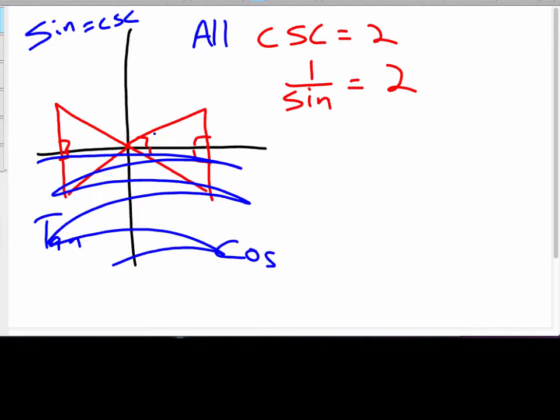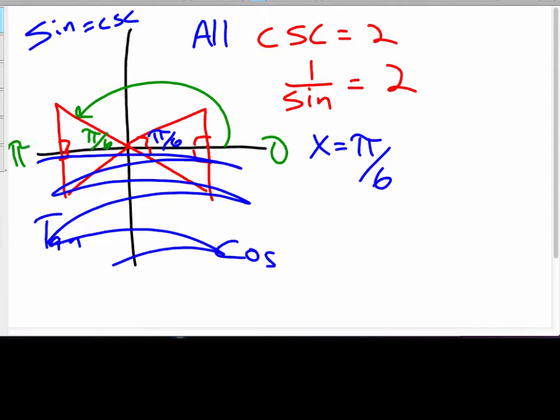So I've got this angle here, which is pi over 6, right? And we said that before, right? X could be pi over 6. And then I've got the reference angle of pi over 6 here. But I've got to go from 0 to here, so it's what? If this is 0 and this is pi, what's this?